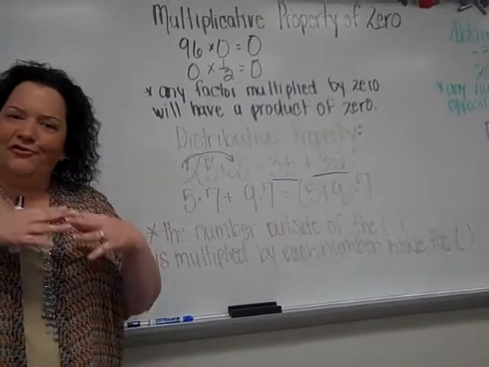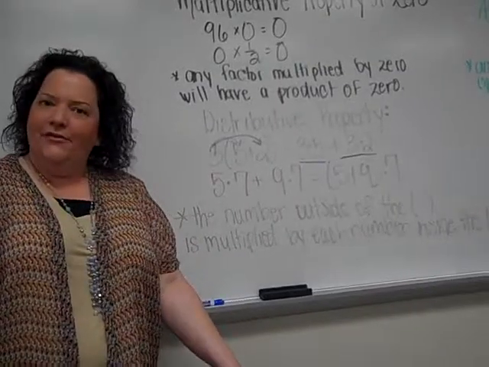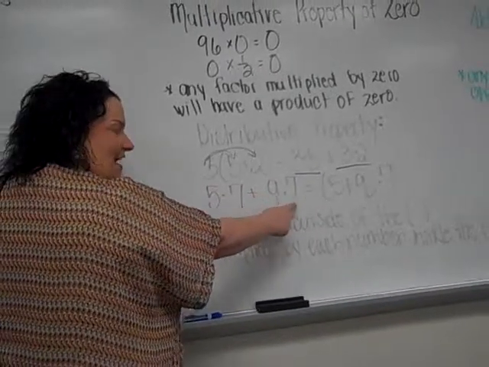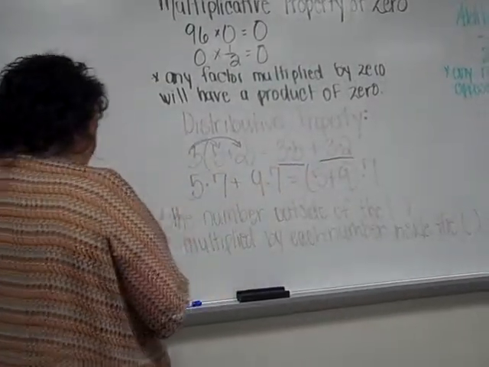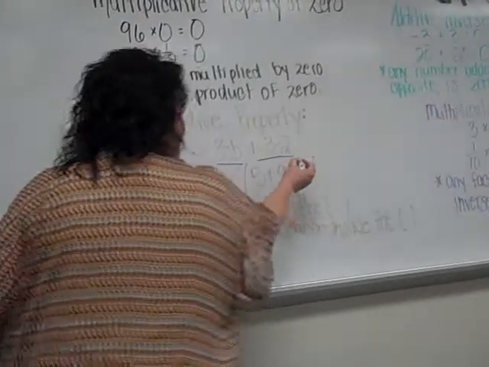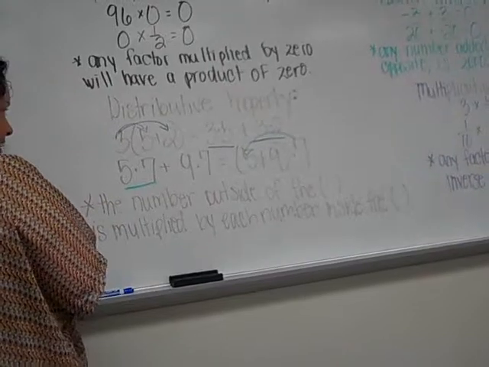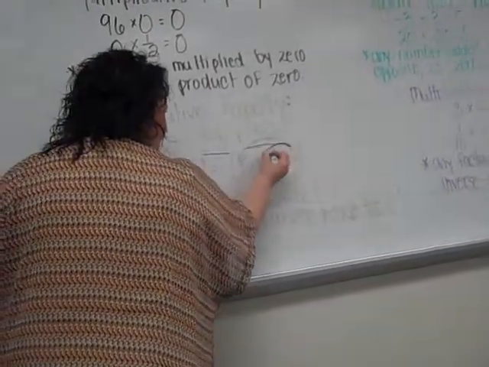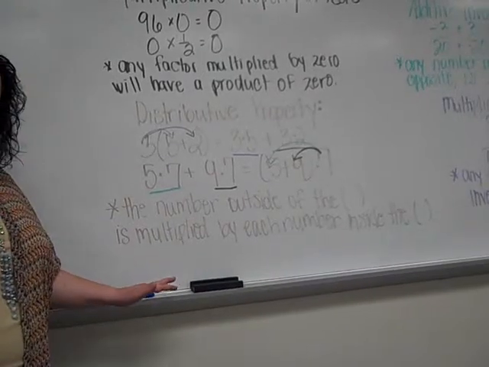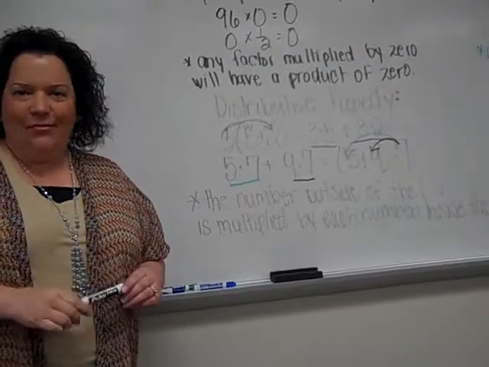Our second example kind of shows the equation backwards, but actually it's still a regular old number sentence. What they have done is multiplied 5 times 7 on this side and added 9 times 7, which is when we took this 7 and multiplied it by 5, and that's what we have right here. And then we took the 7 again and multiplied it by 9, and that's what we have right here. So the number outside of the parentheses is distributed, shared, multiplied by each value inside the parentheses.